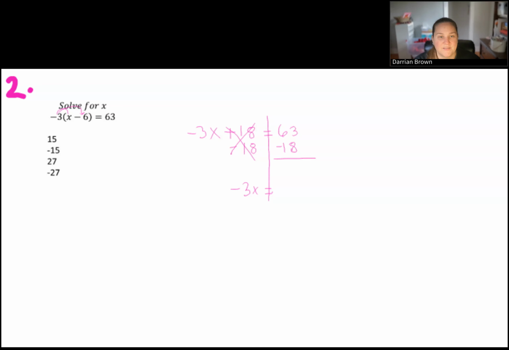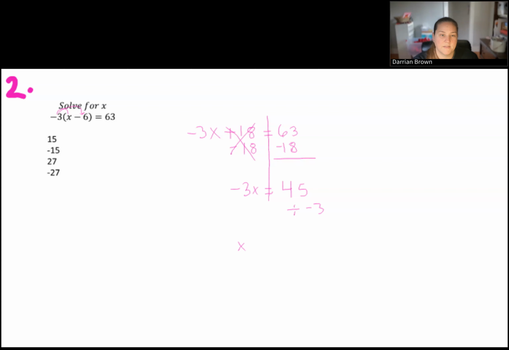Good, Annabelle, it is 45, so we'll write that right here. Good, Bella and Deuce. Good, Zach. Madeline, yep. Okay, now what do y'all think we need to do? We've got -3 stuck to that x, which means it's being multiplied. How do we undo multiplication? Good, division. So let's divide by -3.